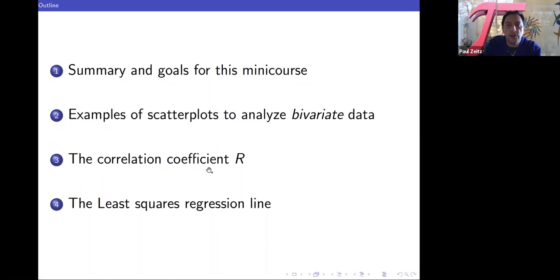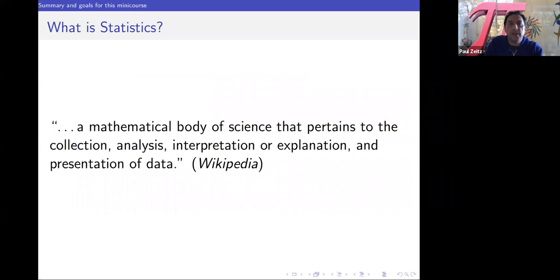One is called the correlation coefficient, the other is called the regression line, or the least squares line. And I always started my things with this silly Wikipedia quote: "What is statistics?"